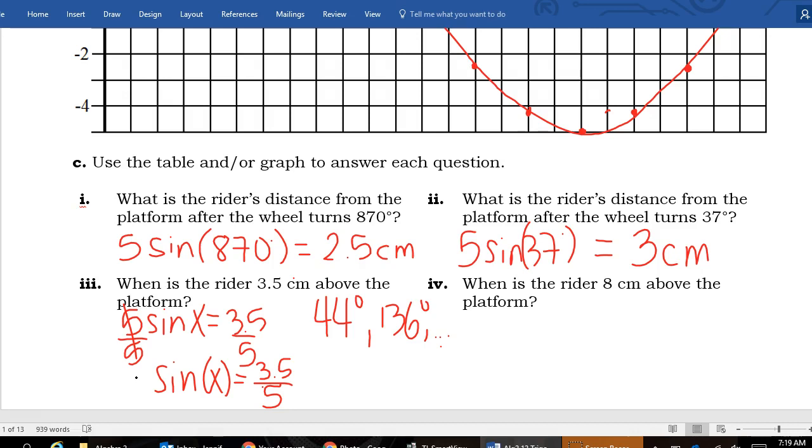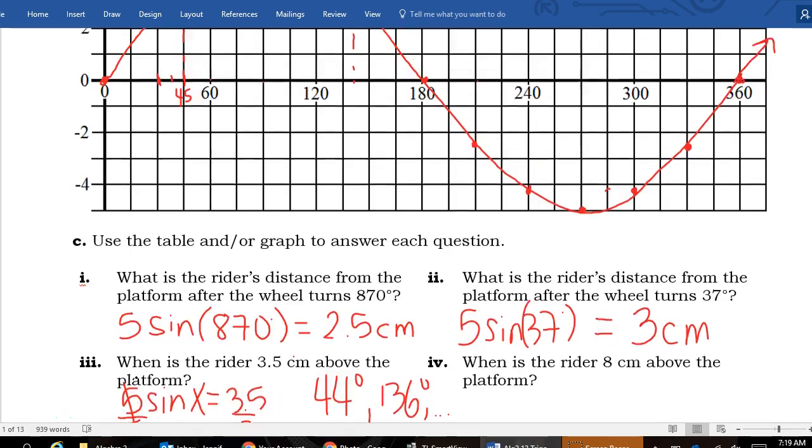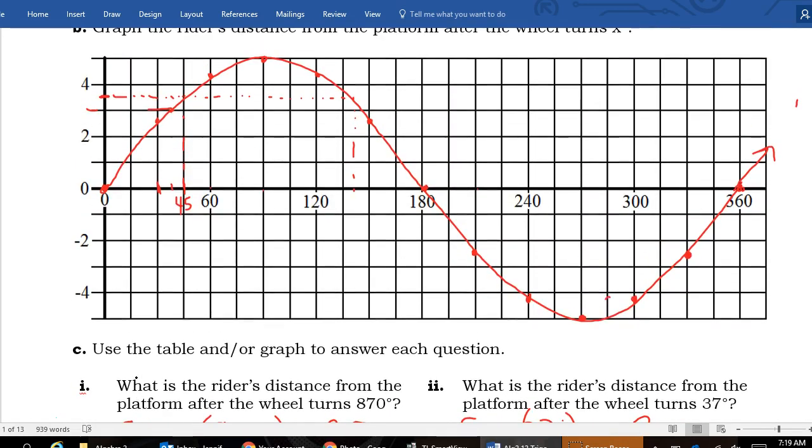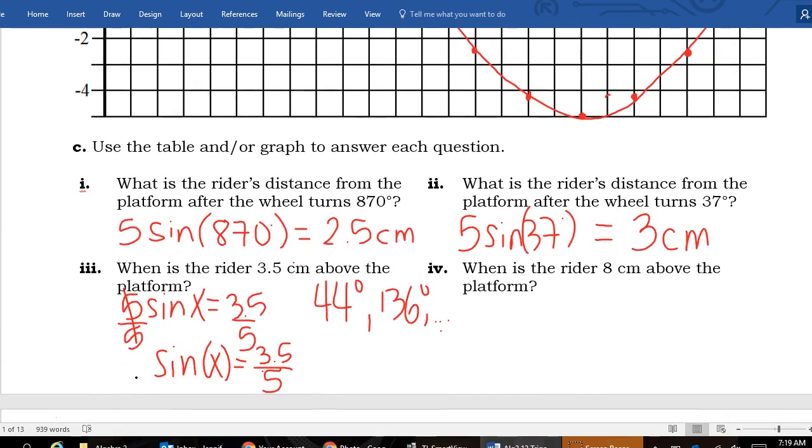And the last one is, when is the rider 8 centimeters above the platform? Now if we look at the graph, we can see that it tops out at 5 centimeters. And that's because that's how tall the Ferris wheel is. So you're never actually going to be 8 centimeters above the platform because it's only 5 centimeters tall. So this one would be no solution.